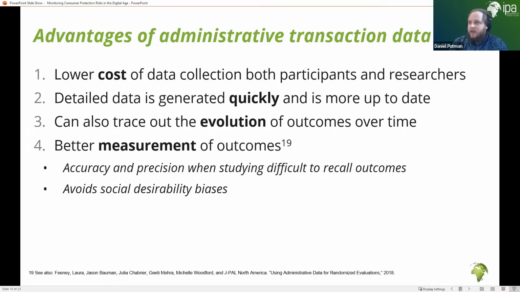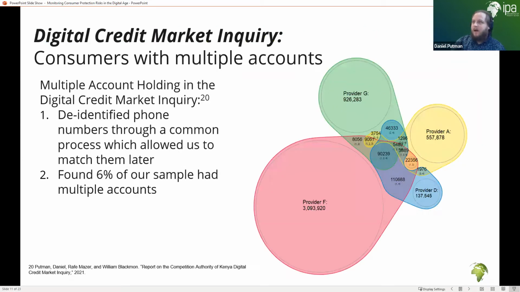And then there are some things about the measurement of outcomes. If it's difficult to recall outcomes, this can be highly advantageous. And there are certain desirability biases that this can avoid. This is people's actual behavior, not their self-reported behavior.